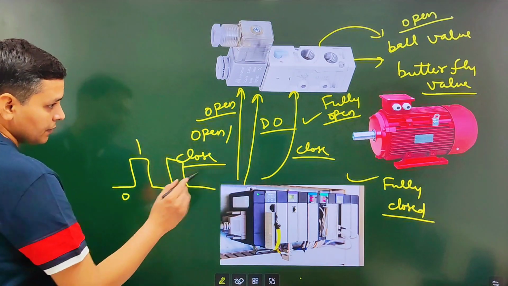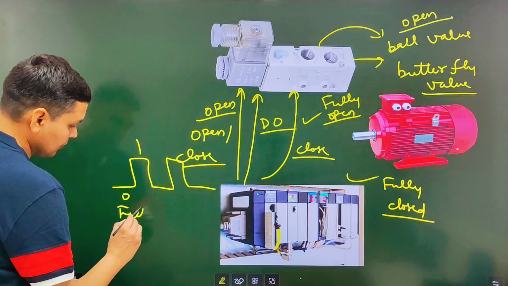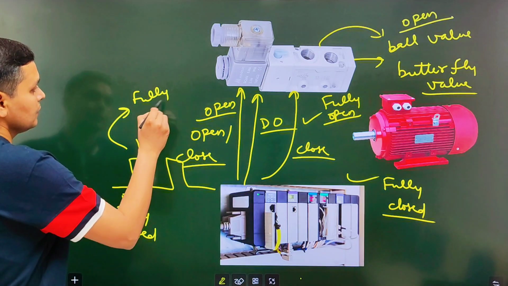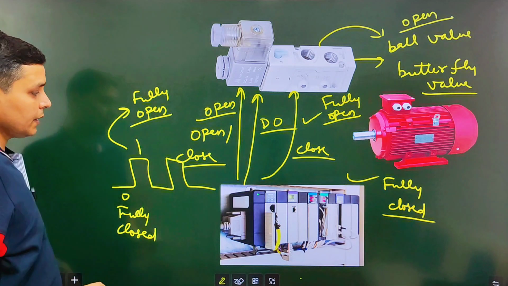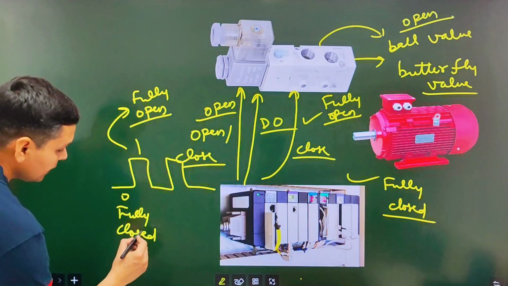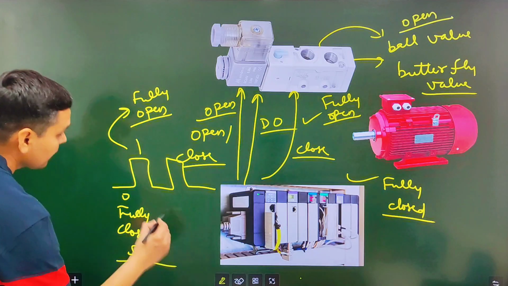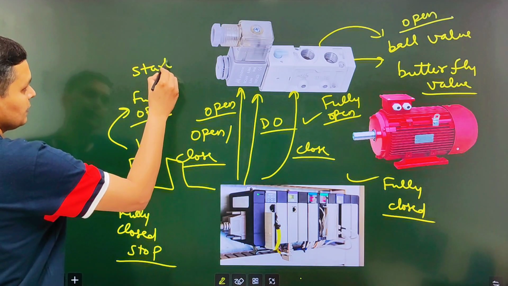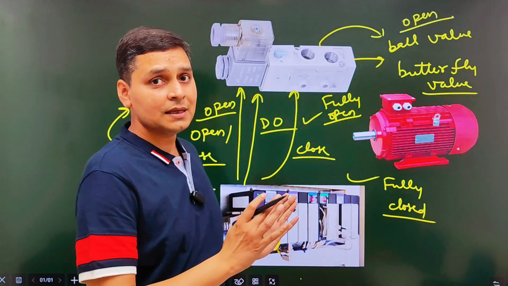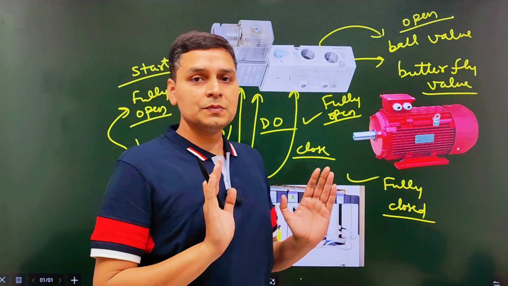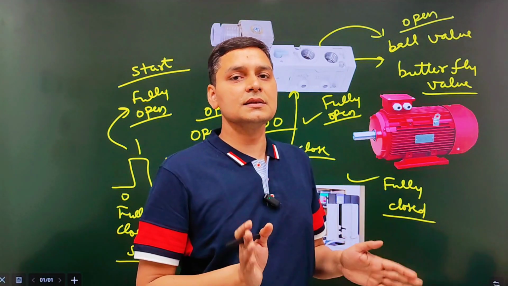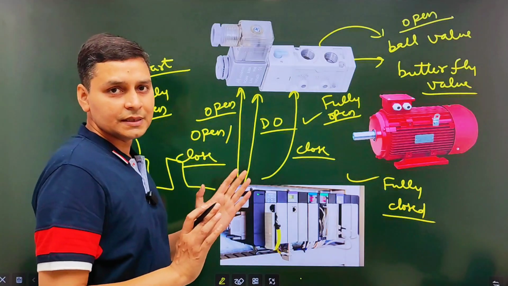0, 1. Here fully closed, and here it will be fully open. So this is a digital signal. Similarly, in the case of a motor, here it will be stop and here it will be start. So this type of signal will be a digital signal, and because this signal is provided from PLC to any device, this signal is a command signal. This signal is an outgoing signal, so it is an output signal.